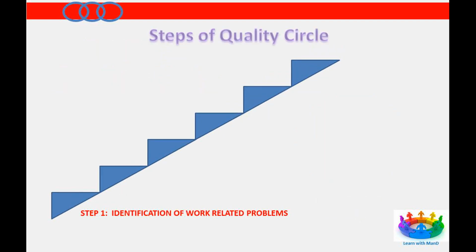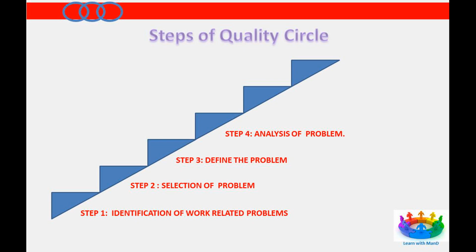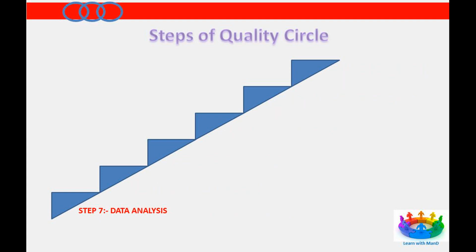First step is identification of work related problems. Second is selection of problem. Third step is define the problem. Fourth step, analyze problem. Fifth step is identification of probable causes. Sixth step is finding out the root cause. Then seventh step, data analysis. Eighth step, developing solution. Ninth, forcing probable resistance.